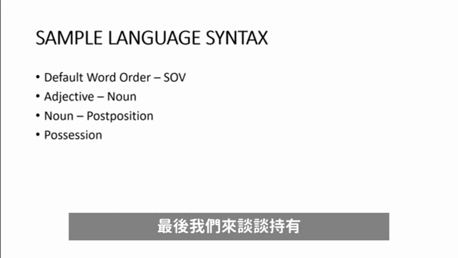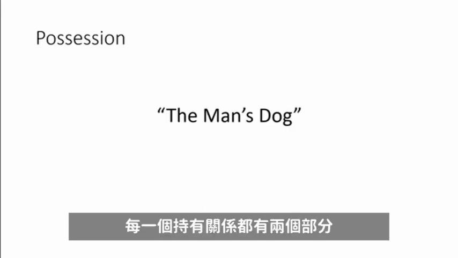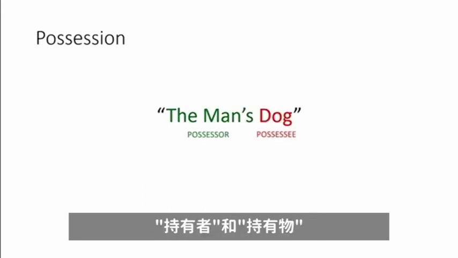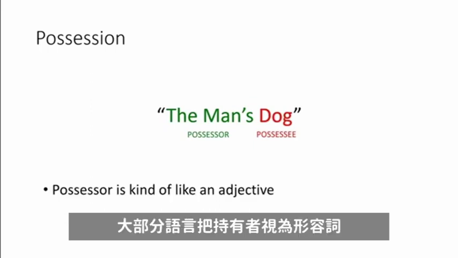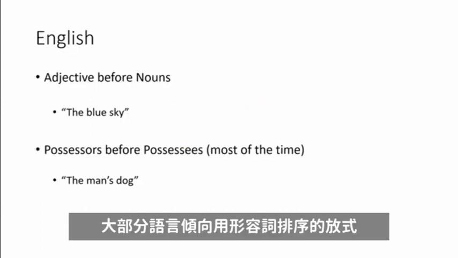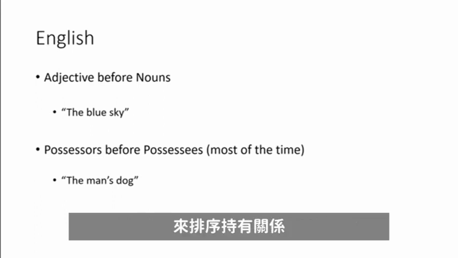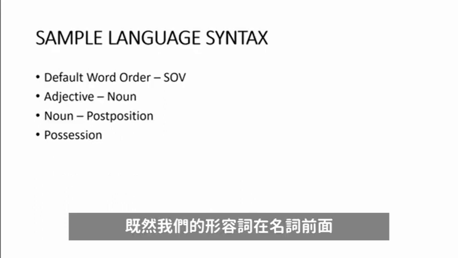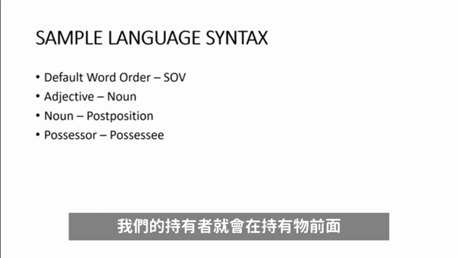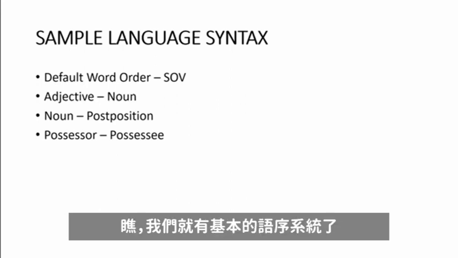Lastly, let's talk about possession. Every possessive phrase has a possessor and something that is possessed, sometimes called the possessum or possessee. Most languages will treat the possessor like an adjective, as it describes the quality of the possessee. Because of this, languages tend to order the possessor and possessee in the same way that they order the adjective and the noun, respectively. And since we already know that our adjectives come before our nouns, so will our possessors come before our possessees. And voila! We have our basic word order patterns that will dictate how our sentences will be put together.